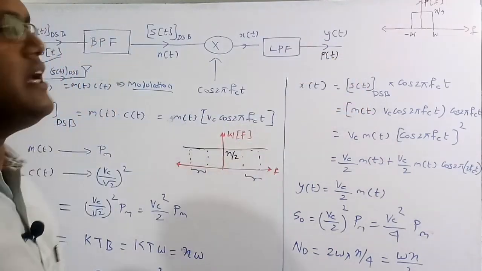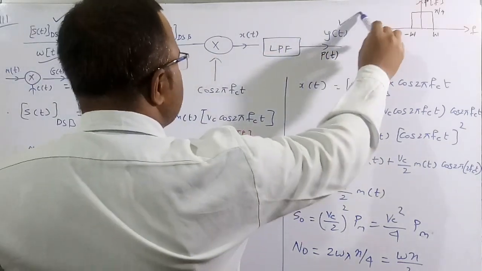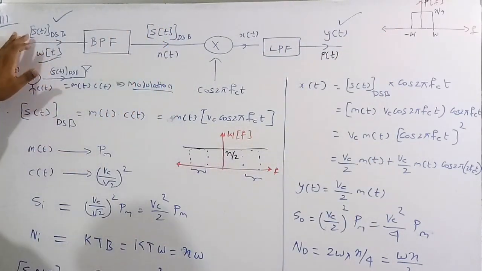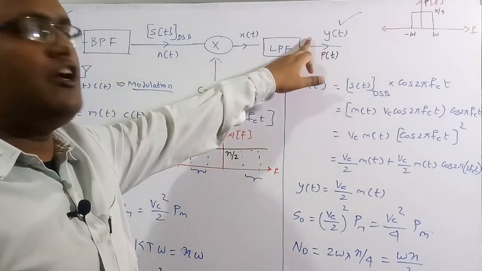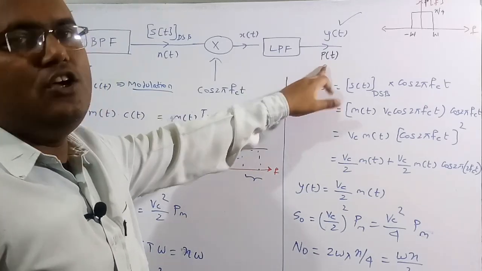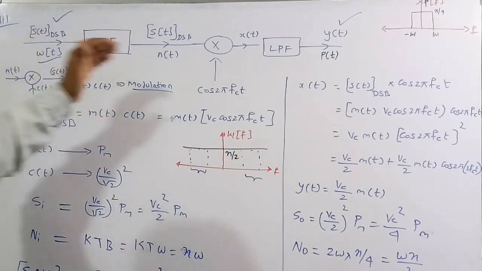So in the question they are asking what is the signal to noise ratio at the input and the signal to noise ratio at the output. So the input signal is S of t DSB and the input noise is W of t, and the output signal is y of t and the output noise is p of t. So basically we have to find the signal to noise ratio at the input and at the output.